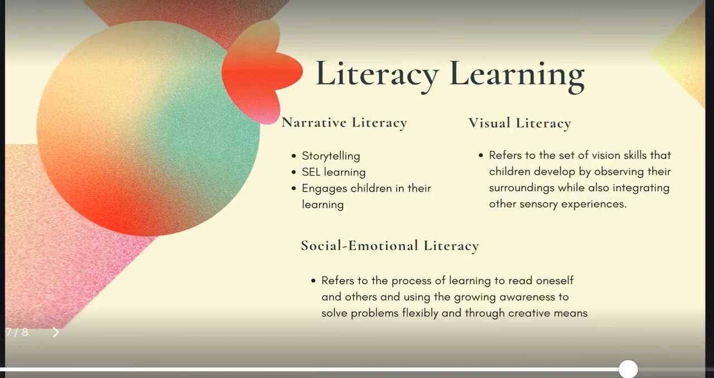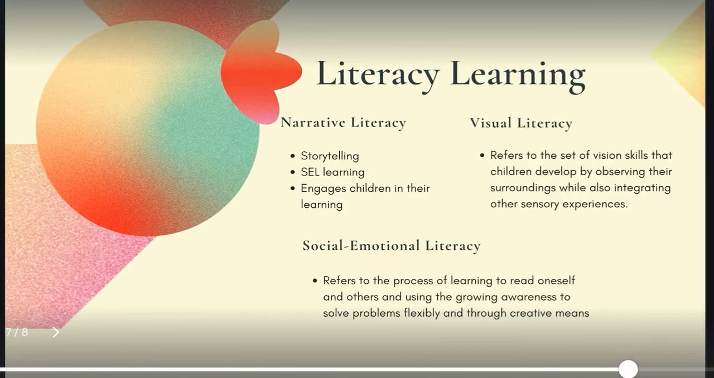Some of the literacy learnings that happen while engaging with world building play: one of them is narrative literacy, which is storytelling, and it helps with social emotional learning and engages children in their learning. Visual literacy refers to the set of vision skills that children develop by observing their surroundings while also integrating other sensory experiences. Another one is social emotional literacy, which refers to the process of learning to read oneself and others and using the growing awareness to solve problems flexibly and through creative means.